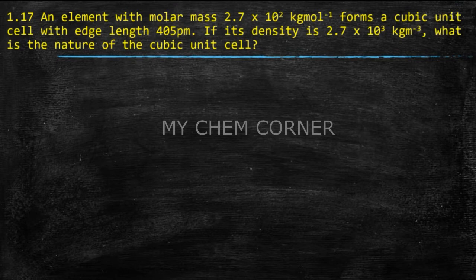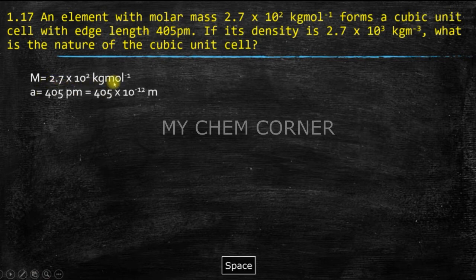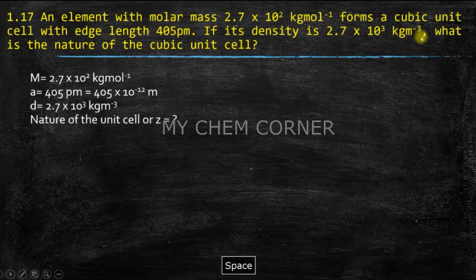So from this question, what are the values given to us? We are given M, which is the molar mass, 2.7 × 10⁻² kg per mole. We are given the value a, which is the edge length, 405 picometer, but we need to convert this to meters, so it will be 405 × 10⁻¹² meters. The next one is density, which is 2.7 × 10⁻³ kg per meter cube. We are asked to calculate the nature of the unit cell, which means the Z value.